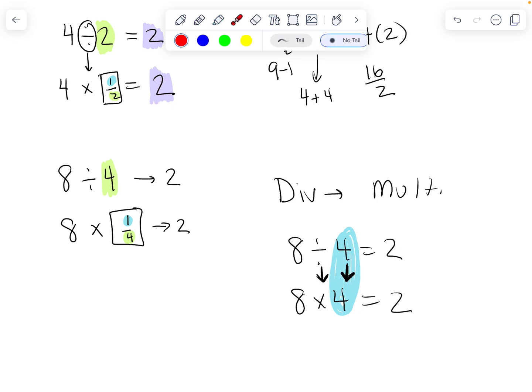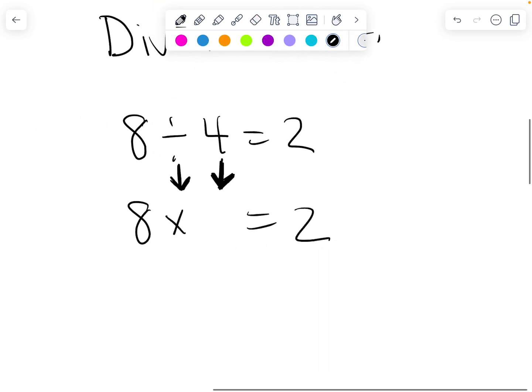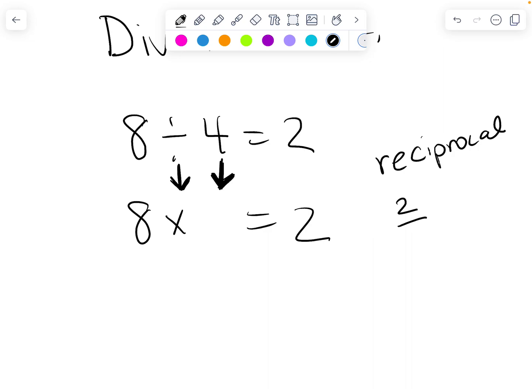So to switch division to multiplication, you keep the operation and the front number the same. I'm sorry, not the operation. You keep the front number the same, you switch division to multiplication, and you take what you were originally dividing by and make it the reciprocal. So if you forgot what the reciprocal is, or maybe you never learned, the reciprocal of a number is when it flips over. So 2/3, the denominator becomes the numerator, and the numerator becomes the denominator. So literally it just flips over.